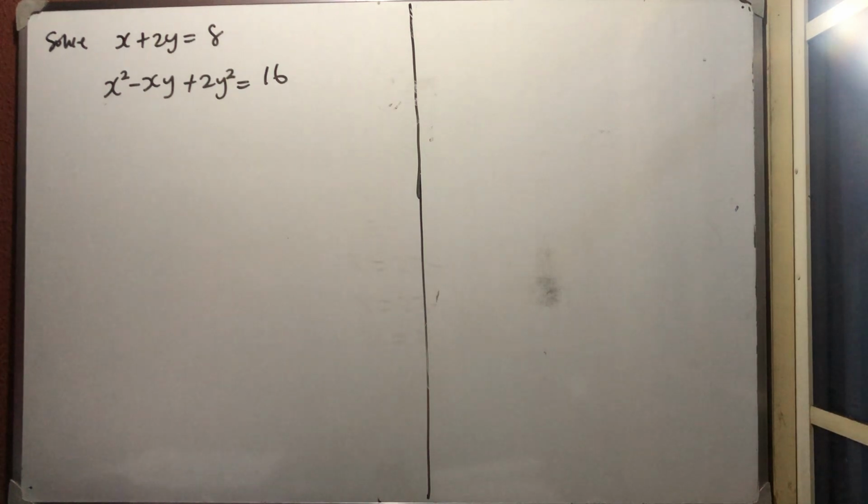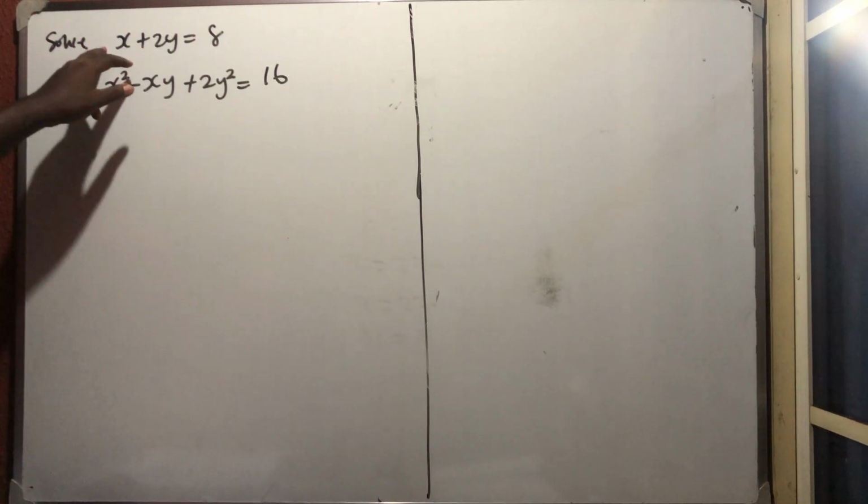Okay, so let's do that. What do we do? The same method. Make a subject of formula from the one that does not have squared. It will be easy for you. Make a subject of formula from the one that does not have square.